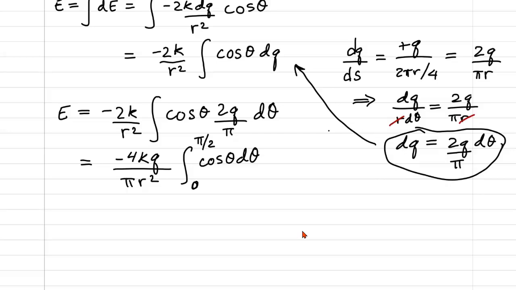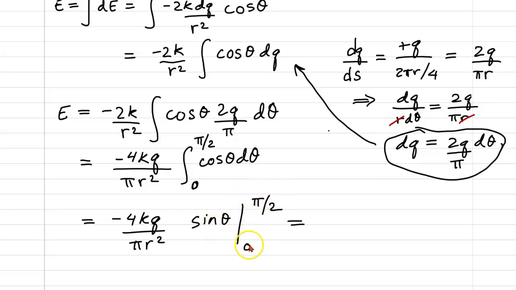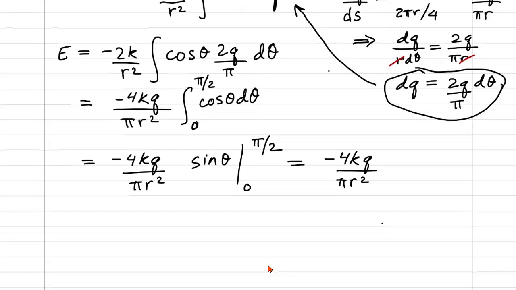Okay, so this integral is easy to do. The integral of cosine theta is just sine theta. And we're going to have then equal to minus 4kq over pi r squared, sine theta evaluated from 0 to pi over 2. Sine of 90 degrees is 1, and sine of 0 is going to be 0. So this answer will be minus 4kq over pi r squared. And we can put in the numbers and see what we get.